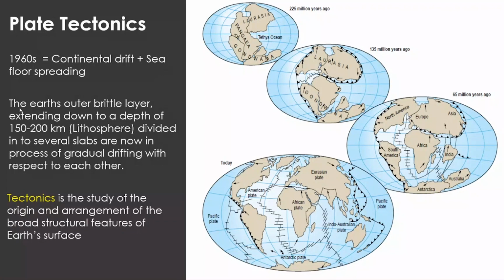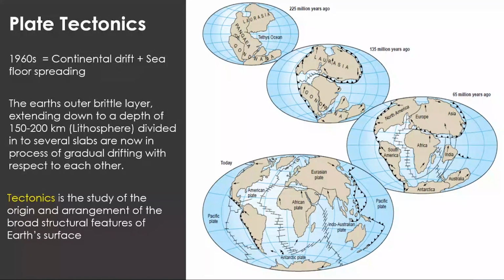The theory says the Earth's outer brittle layer, extending down to a depth of around 150 to 200 kilometers, is called the lithosphere. If you remember, when we discussed the internal structure of the earth, we used this term lithosphere. The lithosphere includes the crust and some part of the upper mantle. It divides into several slabs, which are in a process of gradual drifting, moving with reference to each other.